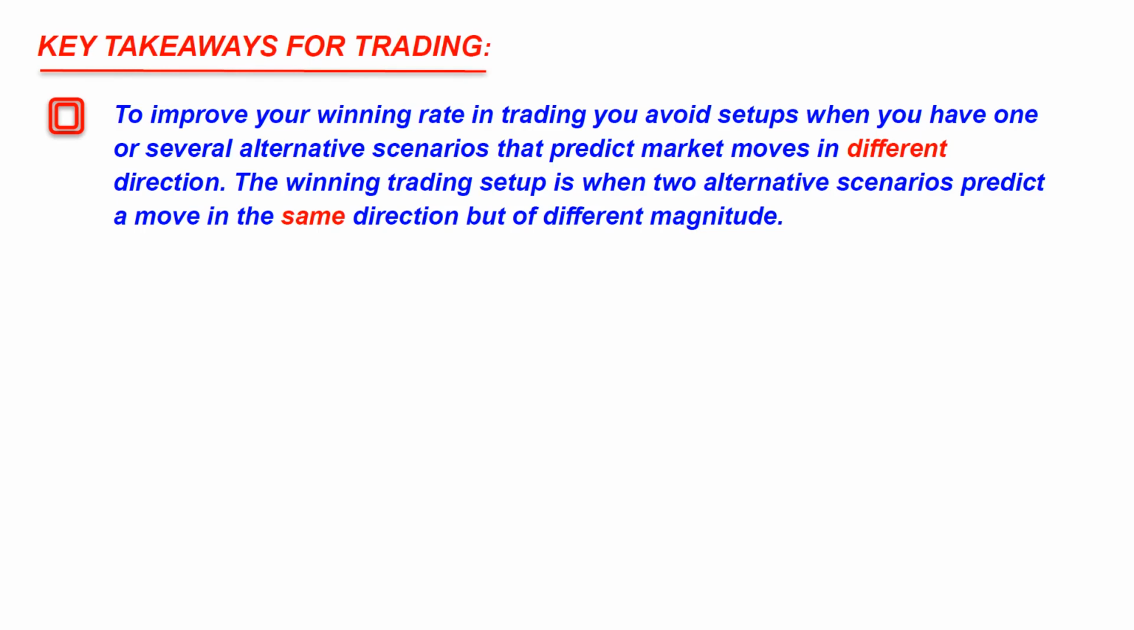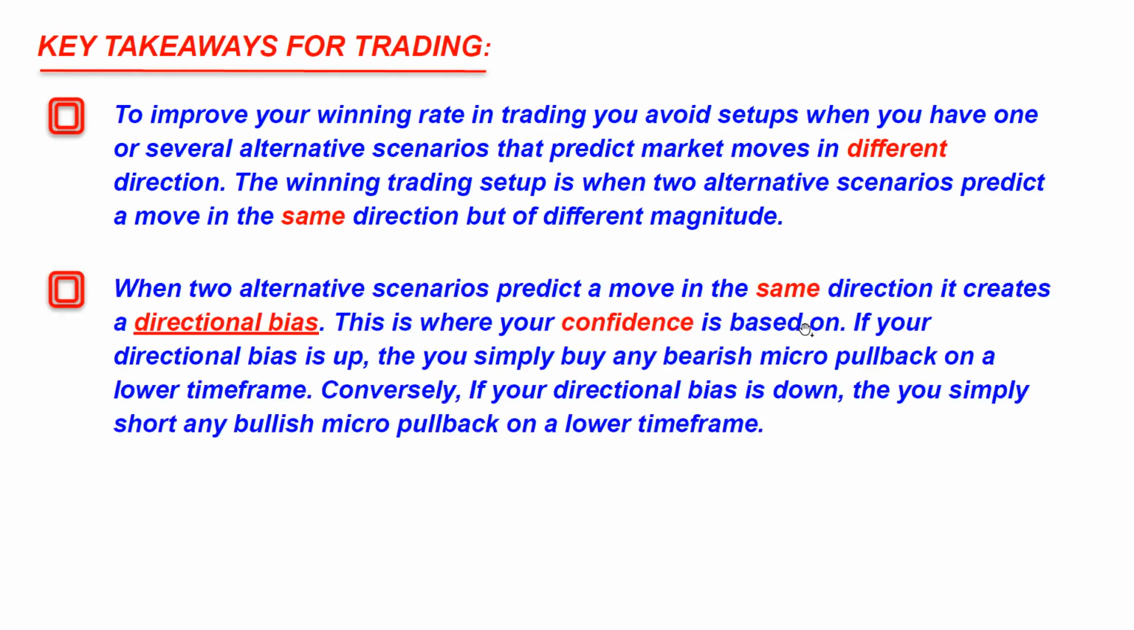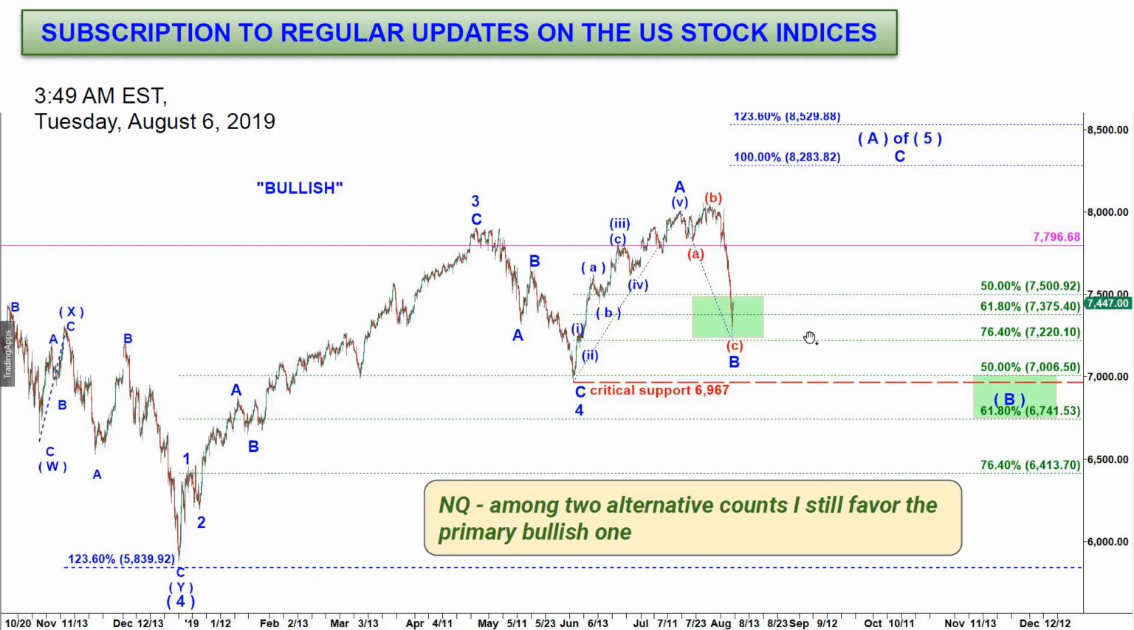The winning trading setup is when 2 alternative scenarios predict a move in the same direction, but probably of different magnitude. When 2 alternative scenarios predict a move in the same direction, it creates a directional bias. This is what your confidence is based on. If your directional bias is up, for example, then you simply buy any bearish micro pullback on a lower time frame. Conversely, if your directional bias is down, then you simply short any bullish micro pullback on a lower time frame. Let me give you an example.